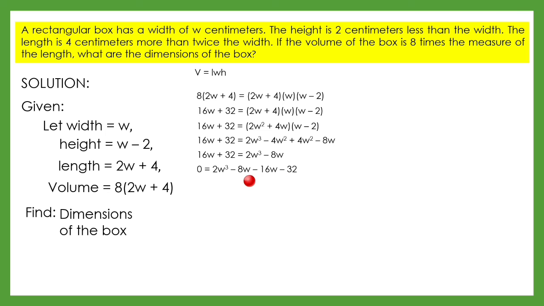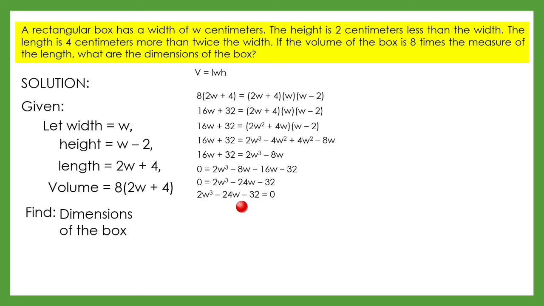Okay, simplify natin. Combine like terms. Negative 8W minus 16W is equal to negative 24W. So, kinopya lang natin yung 2W cube tsaka negative 32. And then, apply natin yung symmetric property. Pagpalitin lang natin ng pwesto. Ilalagay lang natin yung expression dito sa left side and then yung 0 sa right side.